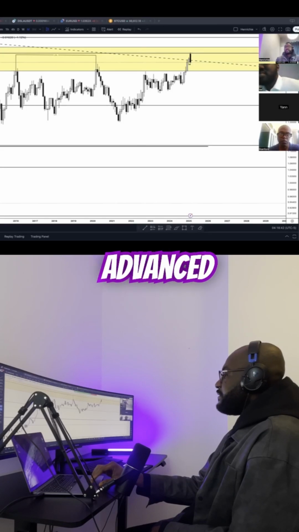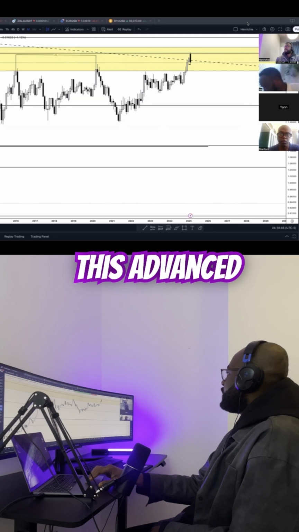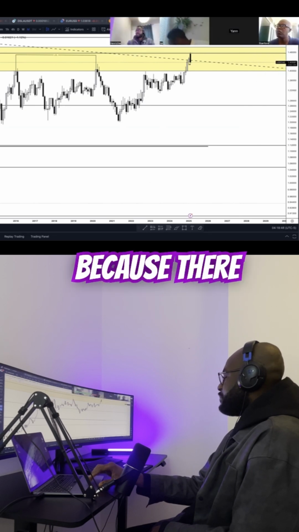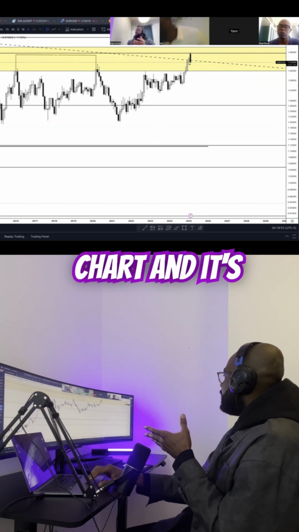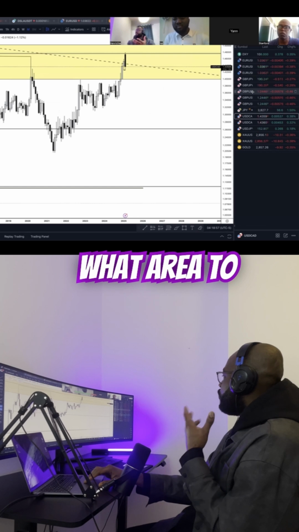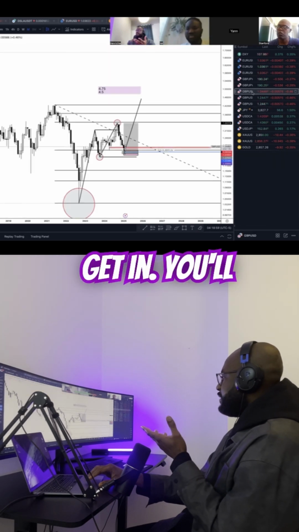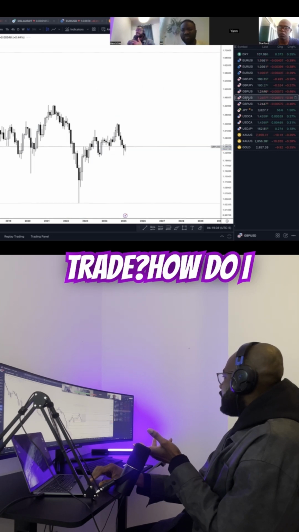Today is advanced algorithmic trading. And the reason why I want us to talk about this advanced algorithmic trading is because there are some times when you will look at this chart and it's going to be so difficult for you to actually know what area to get in. You'll be like, how do I even get into this trade? How do I get into the trade?